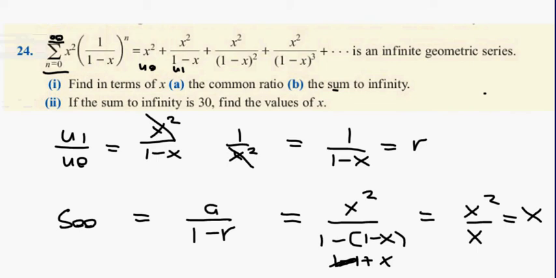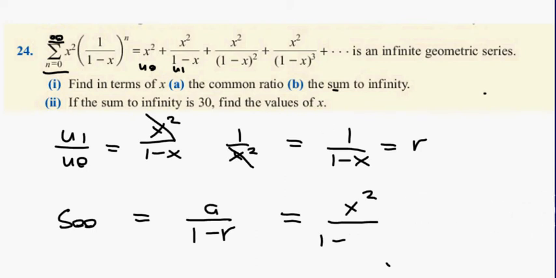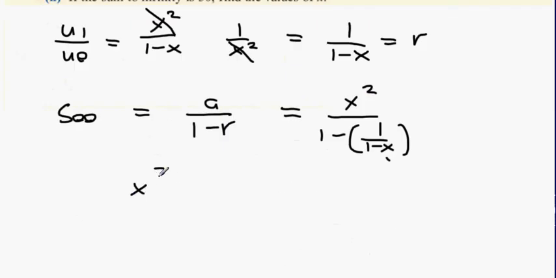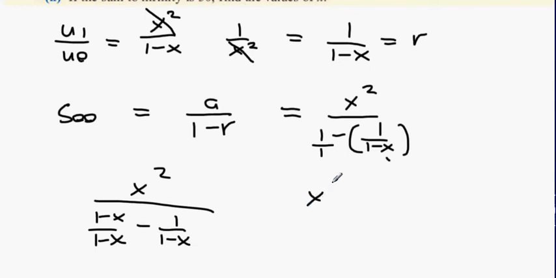Sorry guys, excuse me, I actually made a mistake there. The actual common ratio, sorry, is 1 over 1 minus x. So we're going to get the lowest common denominator, which is x squared over, now this here is over 1, so we need to get them the same denominator. So it's going to be 1 minus x over 1 minus x. It's the same thing as 1 minus 1 over 1 minus x. So that's going to give me x squared.